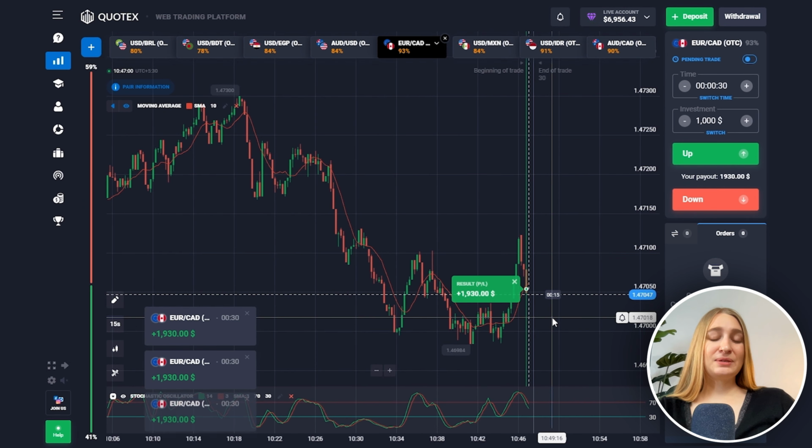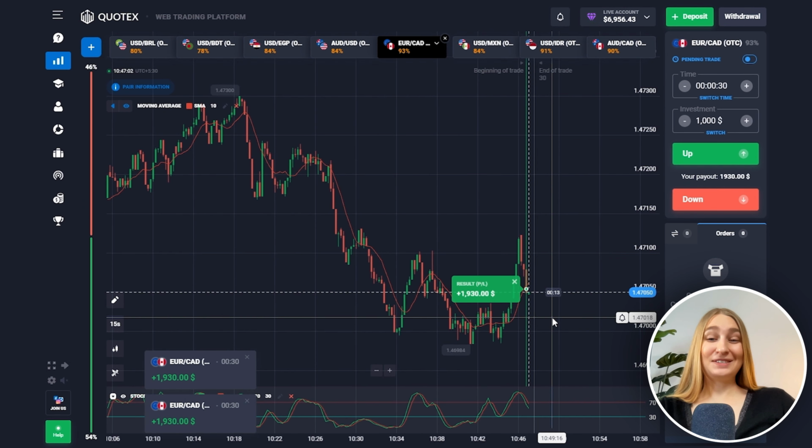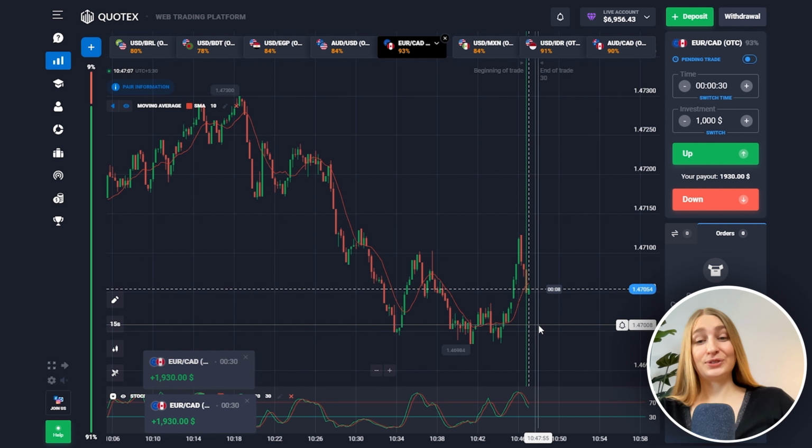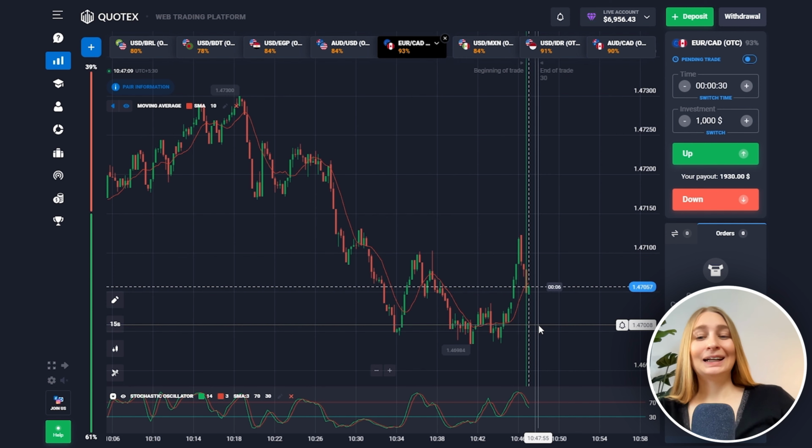So here you guys see there's almost $7,000 on the balance. Our deal is closing on the plus side, of course, and the trading strategy is working very well. We are further looking for the right situation to enter the trade.